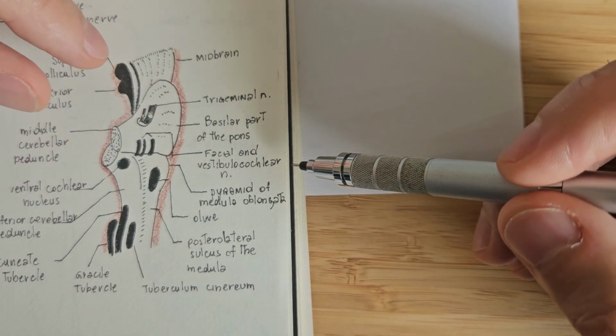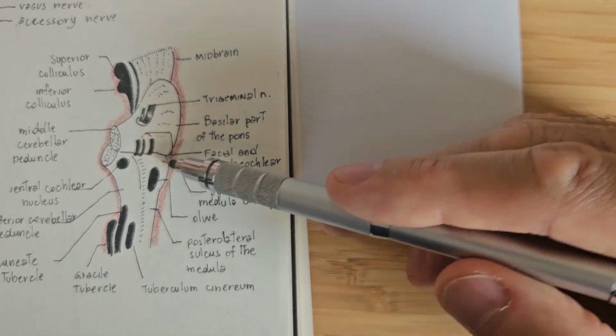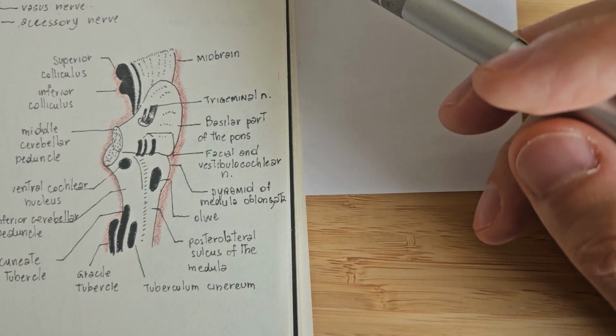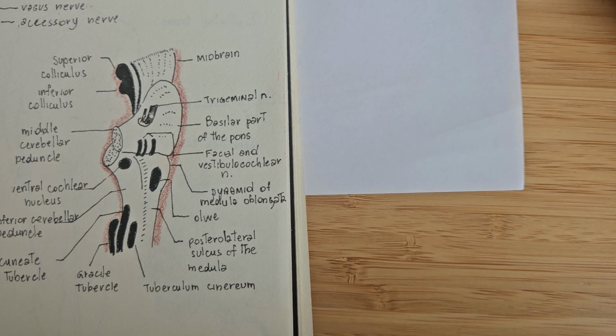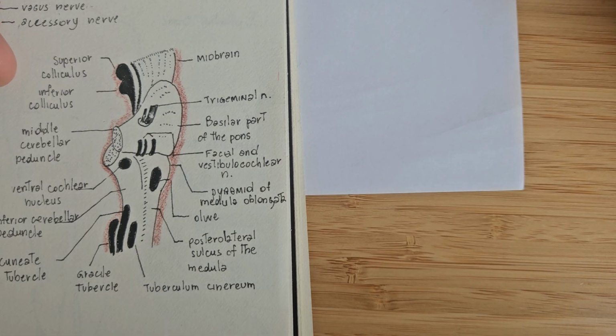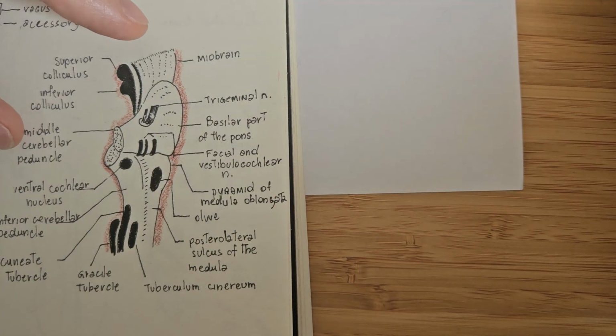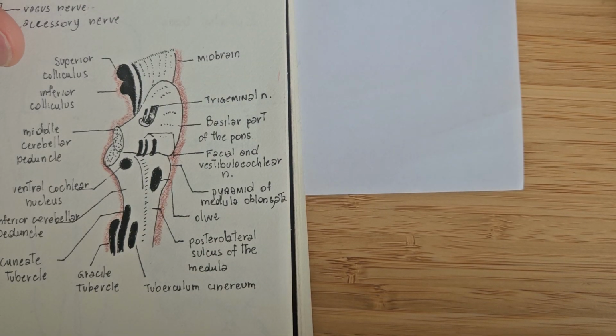So here we have the facial nerve, okay, and the facial nerve is responsible for facial muscle movements and taste sensations in the anterior 2/3 of the tongue. Damage to this nerve will result in facial paralysis, commonly seen in Bell's palsy. Now, the vestibulocochlear nerve will carry auditory and vestibular information from the inner ear. Lesions here will usually affect the hearing, and also cause vertigo.